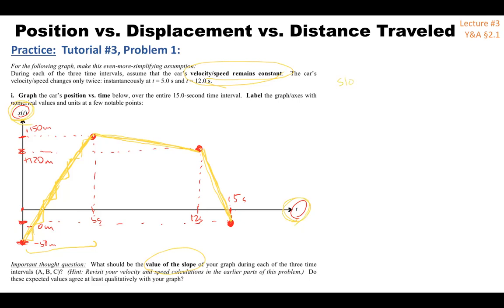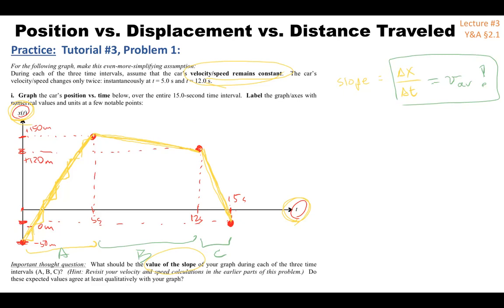So slope should be change in position, right? Rise over the run, change in position with respect to time. Well, what does this formula look like? It should look like average velocity, right? So we know the average velocity over time interval A, over time interval B, and over time interval C. So sure enough, the slope of this graph during each of those time intervals should be equal to the average velocity that we calculated before.